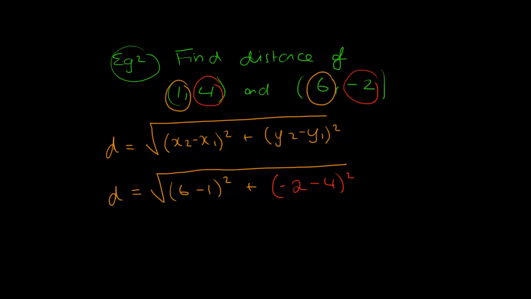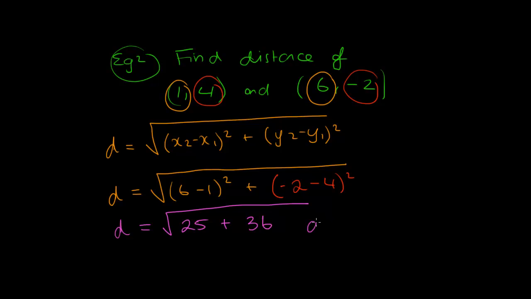Now we can put that into a calculator like that, making sure we have the brackets in the right spots, and that can get us our answer straight away. Again, I'm just going to do each step at a time. 6 take away 1 equals 5. 5 squared equals 25. Minus 2 minus 4 is minus 6. Minus 6 squared becomes a positive 36, because negative 6 times negative 6 is positive 36. Make sure you have your brackets in your calculator, otherwise it could lead you astray.